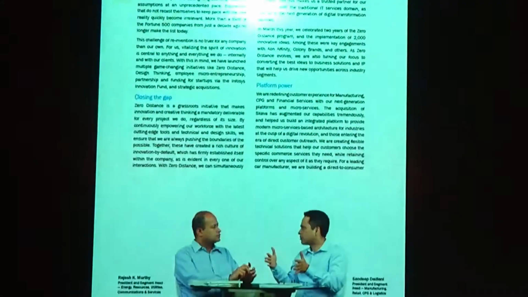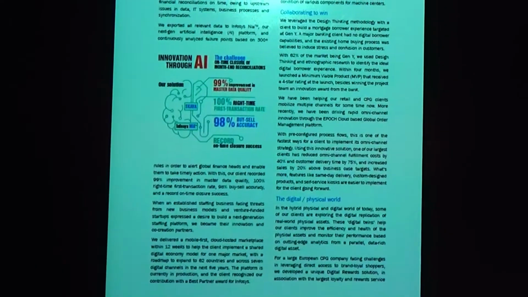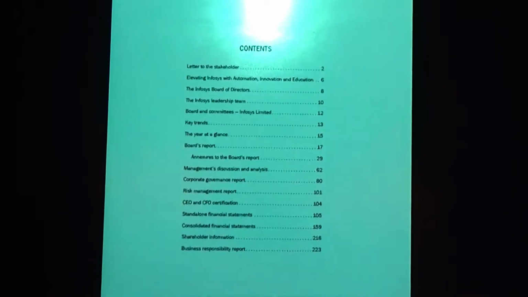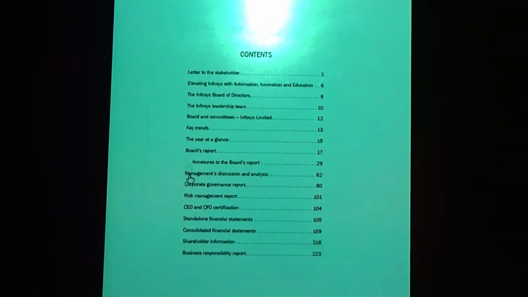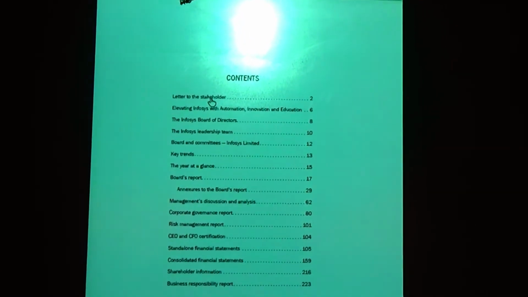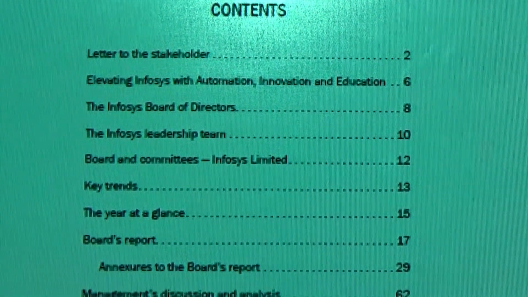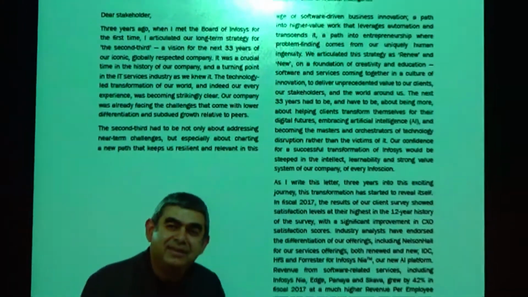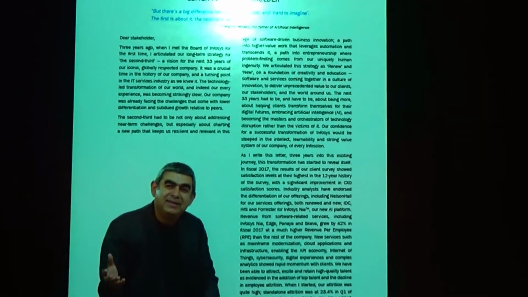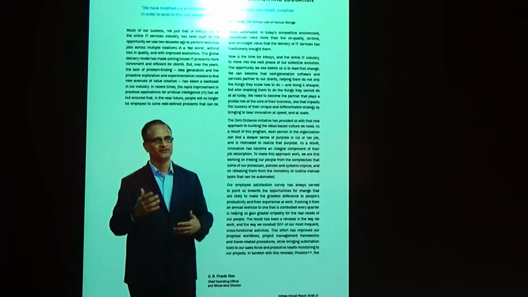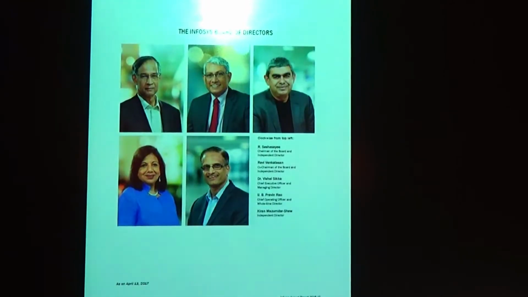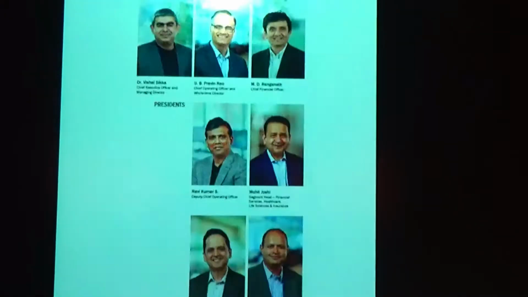different parts, what their achievements are, what they are doing, where they are investing, and what they have achieved. Then you can see the content, what it represents. The letter to the stakeholders is nothing but a chairman's letter to the investors and board of directors. Again, you can see Mr. Vishal Sikka is the chief executive officer of Infosys, and he is presenting his view. Then you can see the entire board of directors. That is again an important part, that we can know who the people are.